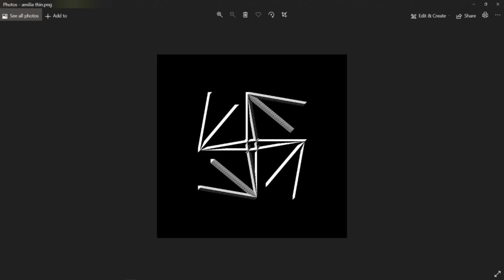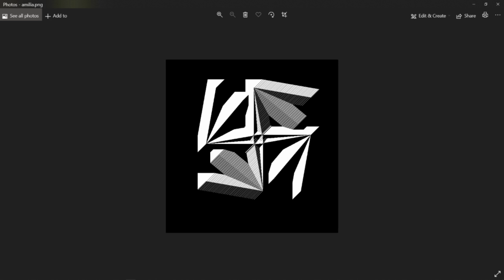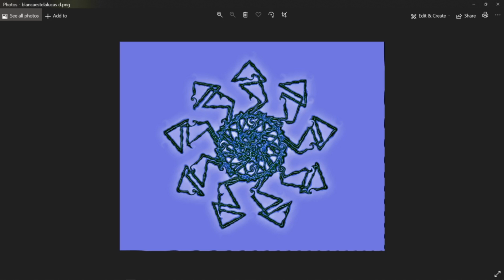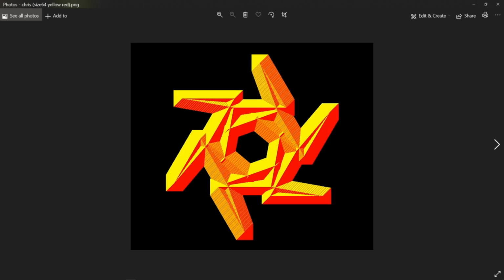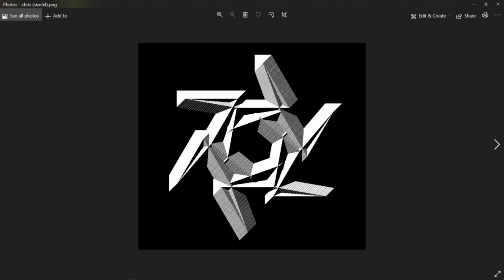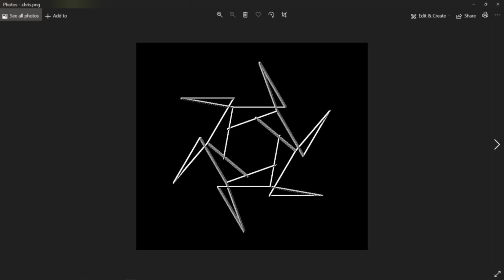Very cool. This is the name Emilia. And again, it's embossed a little bit to make it look just that much nicer. This is Emilia with a thicker embossing. This is Blanca Estella Lucas, more artistically rendered here. This is the name Chris. The name Chris in different colors. And Chris in a more monochrome or grayscale. And the same name, but with just more of the skeletal framework. Very cool shape.